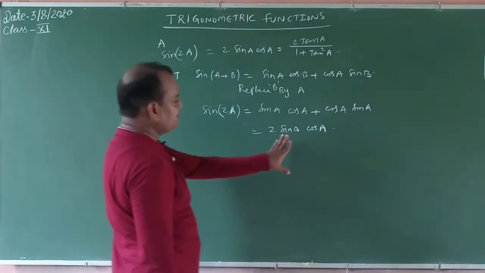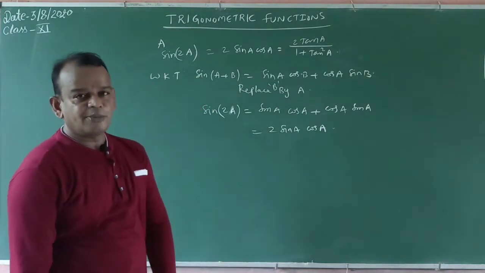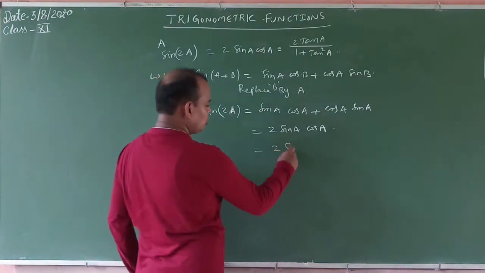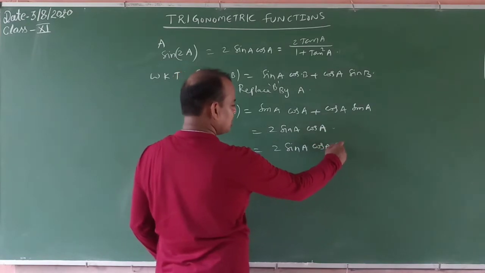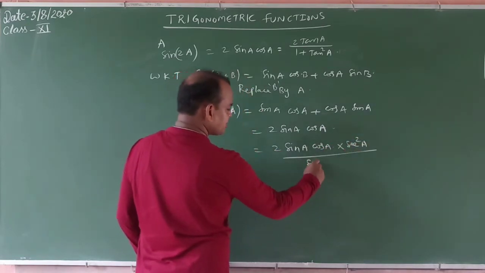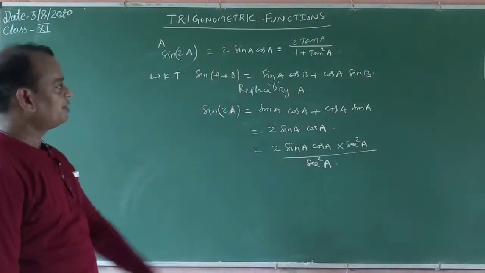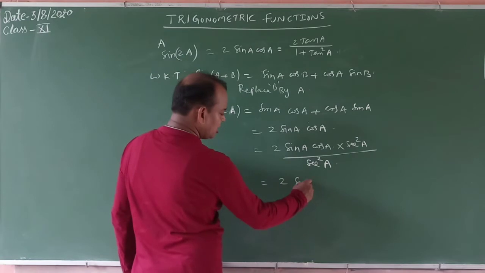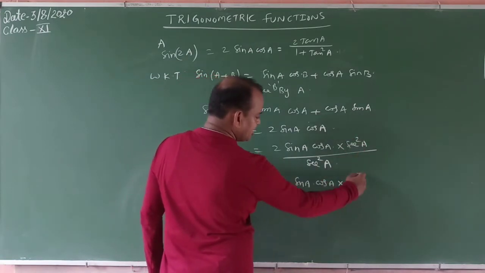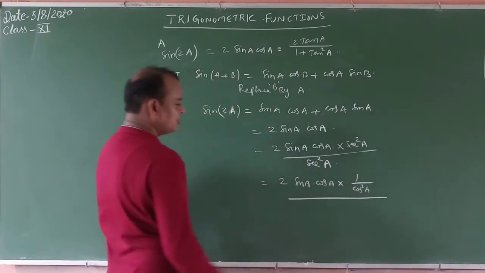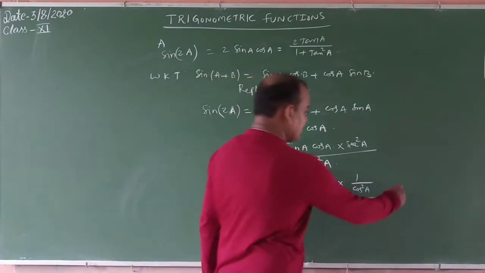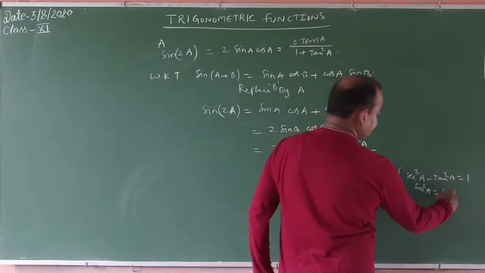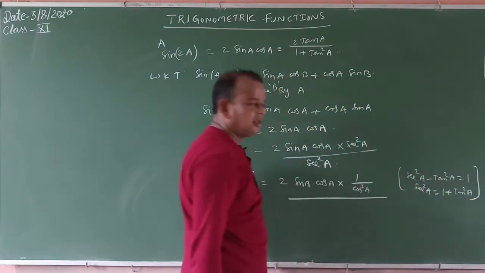Now multiply the numerator and denominator with secant square A. That gives 2 sin A cos A into secant square A by secant square A. We do this for the second formula. In the numerator, cos A into secant square A gives 1 by cos A, and the denominator is secant square A. From the identity secant square A minus tan square A is equal to 1, we get secant square A is equal to 1 plus tan square A.